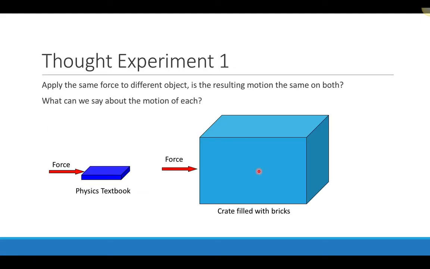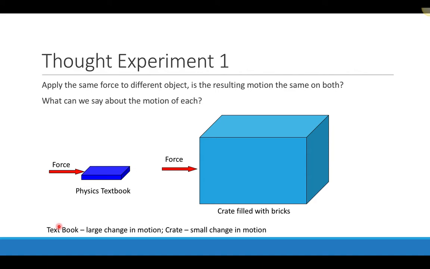So here's a thought experiment. Suppose that I have a physics textbook and I have a crate that's filled with bricks. And I apply the same force on both of these objects, and suppose that they are on ice, right? So it's very slippery, and I know we haven't talked about friction, but there's no friction, so they'll move very easily if you push them. What can we say about the motion of each one of these? Are they going to move the same way, or is it going to be easier to move one versus the other?